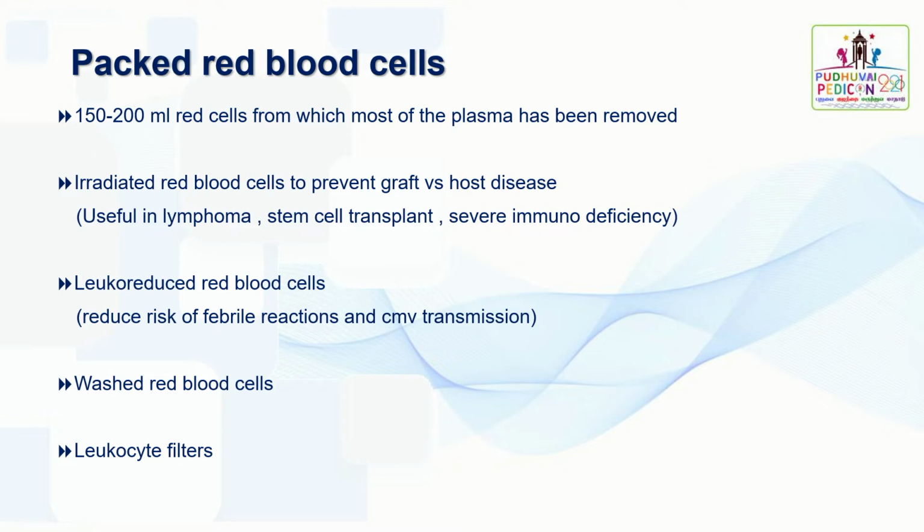Another thing is leuko-reduced red blood cells. It also reduces the risk of febrile reactions, CMV transmission, as well as alloimmunization. If the facilities are not available, you can go for at least washed RBCs. With a saline wash, you can use saline-washed RBCs to reduce the reactions. If that is also not available, you can just go for leukocyte filters. They are available at 1,000 rupees per pack, which can be used for children who require frequent transfusion, especially in thalassemia.